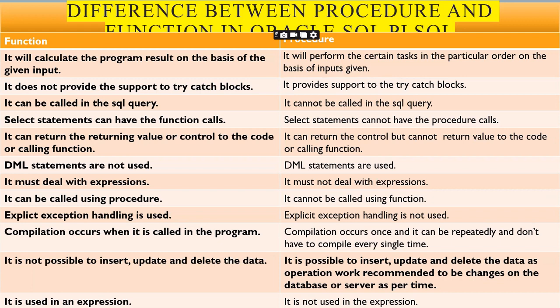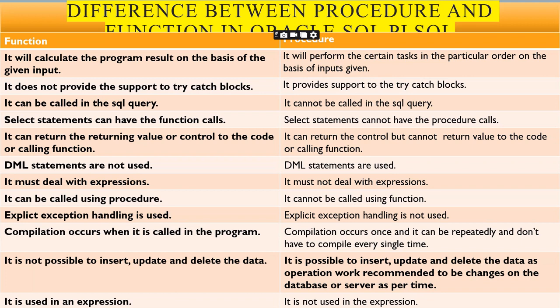In a function, a select statement can have a function call. In a procedure, a select statement cannot have a procedure call. A function can return a value or control to the code or calling function. A procedure can return control to the code but cannot return a value to the calling function. DML statements are not used in a function; DML statements are used in a procedure. A function must deal with an expression; a procedure must not deal with an expression. A function can be called using a procedure; a procedure cannot be called using a function.